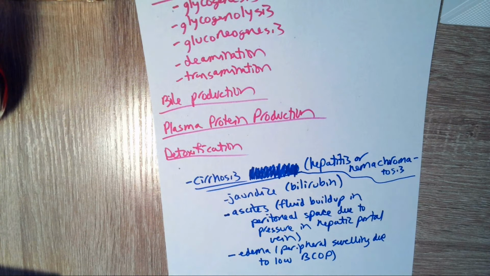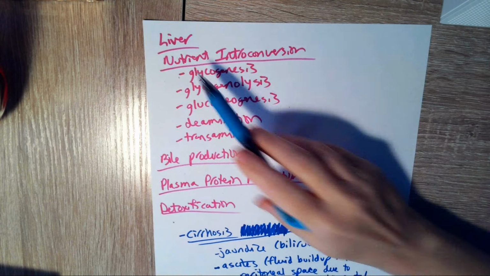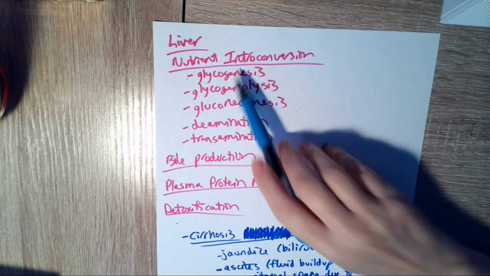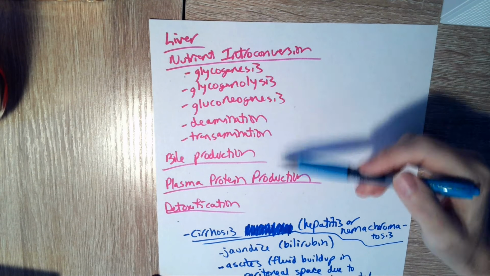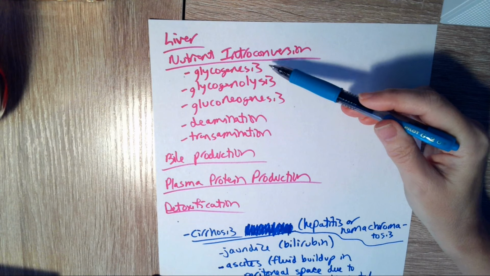Okay, so we're going to finish up the digestive system with just talking about the liver really quick. The liver does a lot of different things. One, it does nutrient interconversion, which we've touched on before. So I'm just going to remind you of what these things are. Glycogenesis, making glycogen. That's the stored form of glucose.